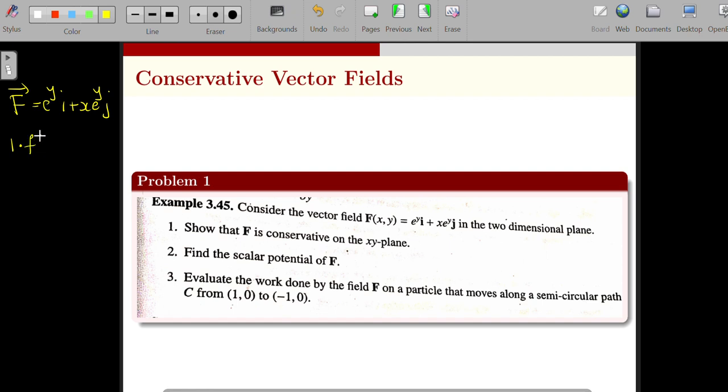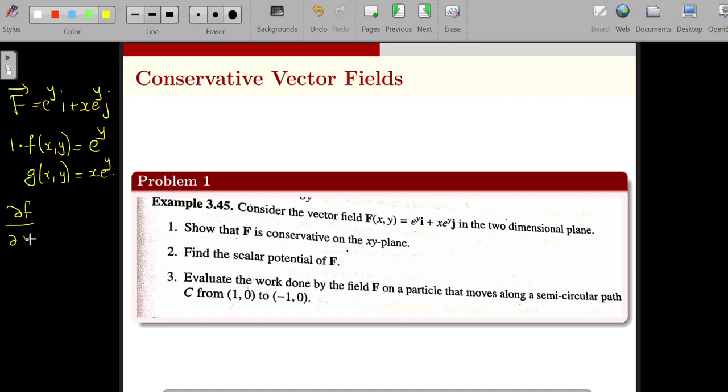So in this question, what is our f of xy? The component of f in the x direction, or in the i direction, is equal to e raised to y. What is g of xy? g of xy is equal to x e raised to y.